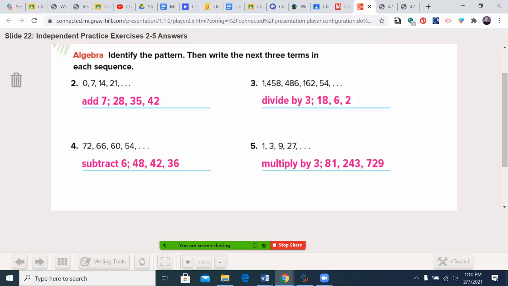All right, number 4 we did do. We went down by 6 each. So 54 minus 6 is 48, minus 6 is 42, minus 6 is 36. And number 5, we multiplied by 3. 1 times 3, 3 times 3, 9 times 3. 27 times 3 is 81. 81 times 3 is 243. 243 times 3 is 729. You'll find that as you get into the middle school level, there are situations like on a problem like number 3 where calculators start to come into play.